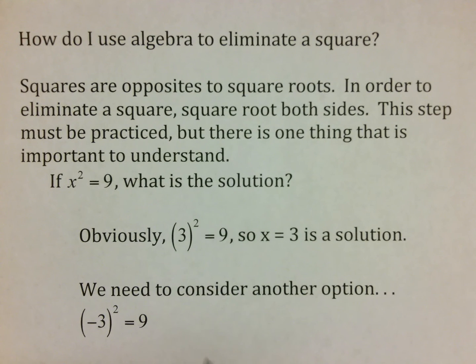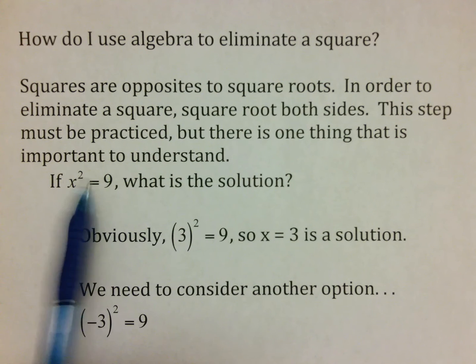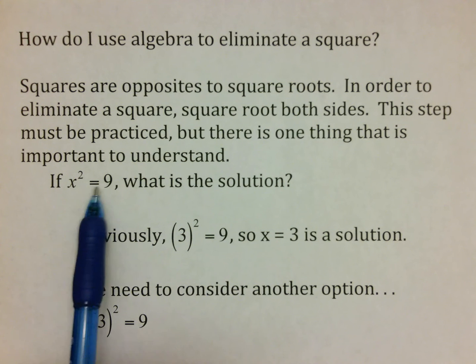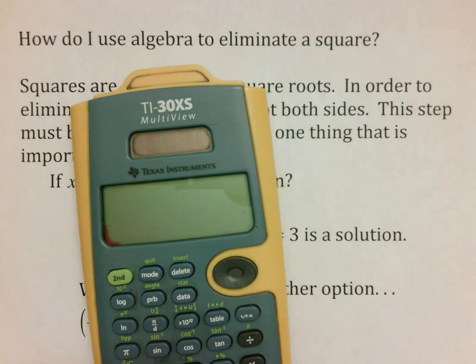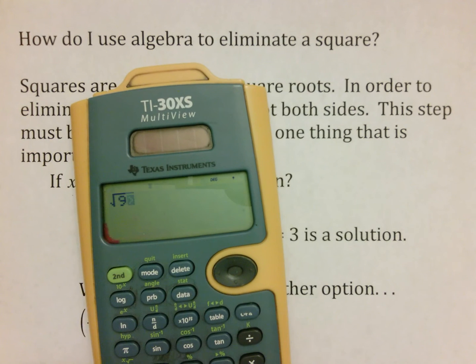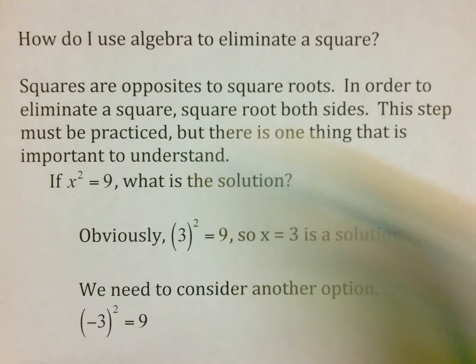It has to be practiced, but there's something important to understand. This is not your typical algebra, and typically what that power indicates is how many solutions you should have or could have. So when you do x squared equals 9, we obviously know that 3 times 3 is 9. And so your first instinct when you do the square root of 9 is going to say that the answer is 3.